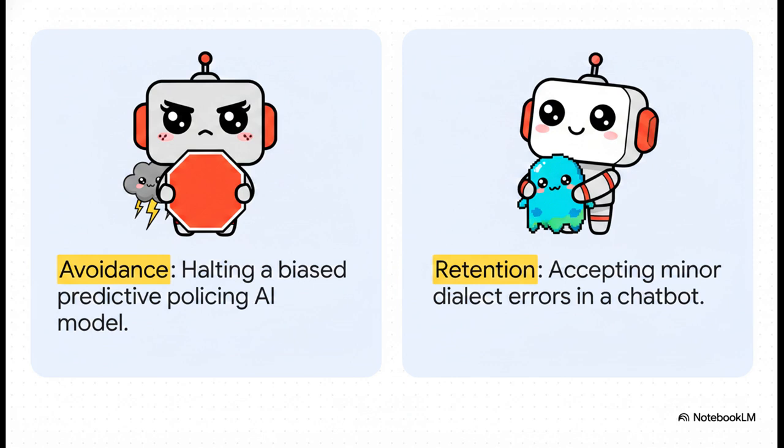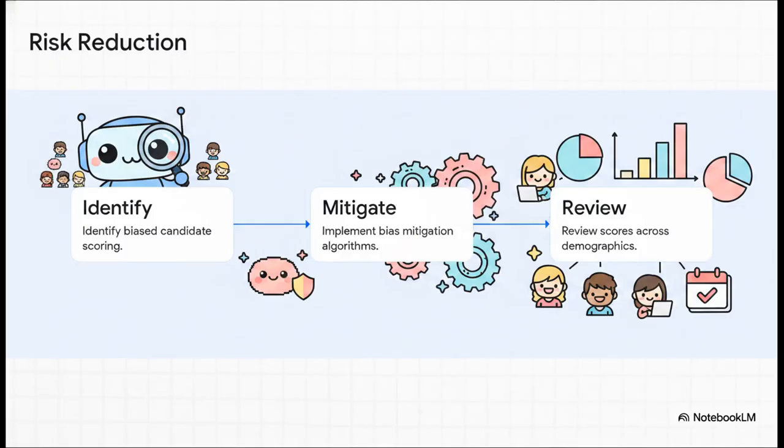They simply document it, maybe provide some fallback human support, and move on with their lives. Now, what about risk reduction? Honestly, this is going to be your most commonly used tool. Think about an AI-enabled hiring platform.